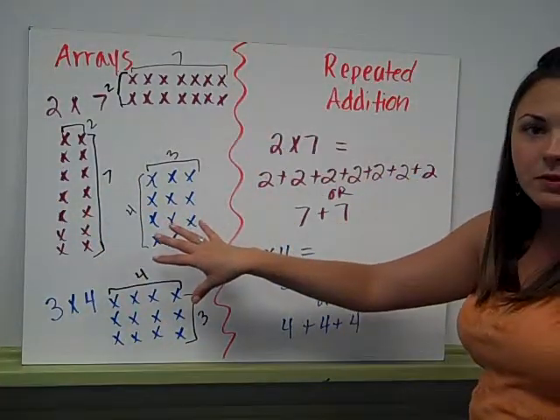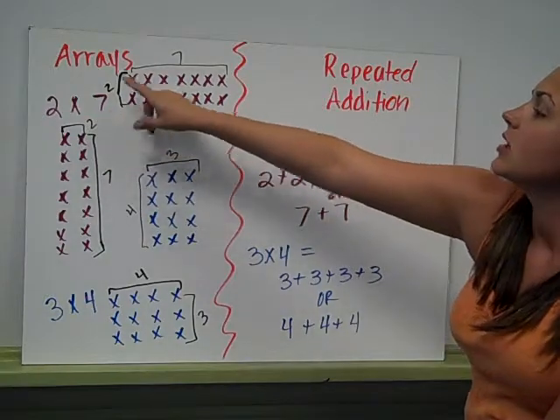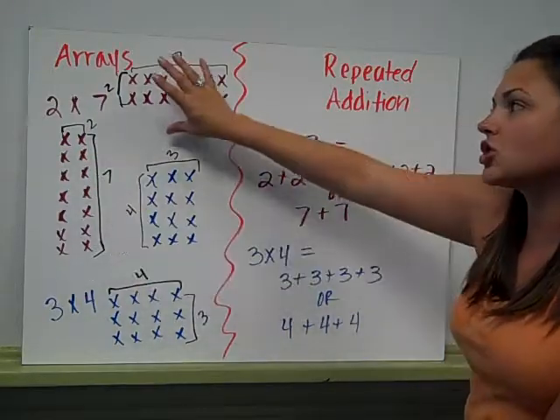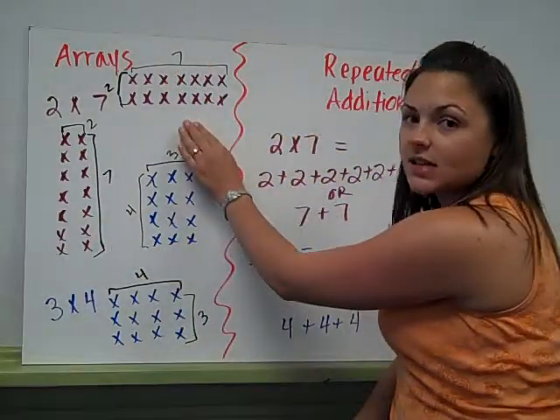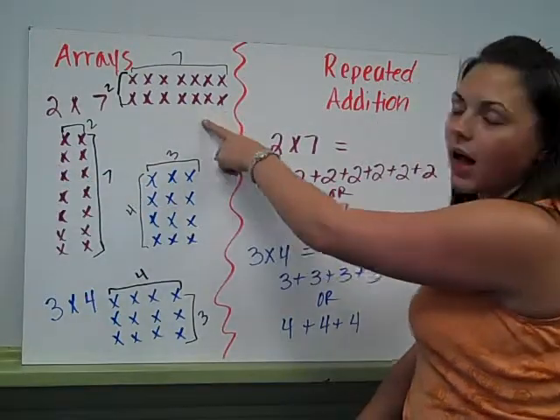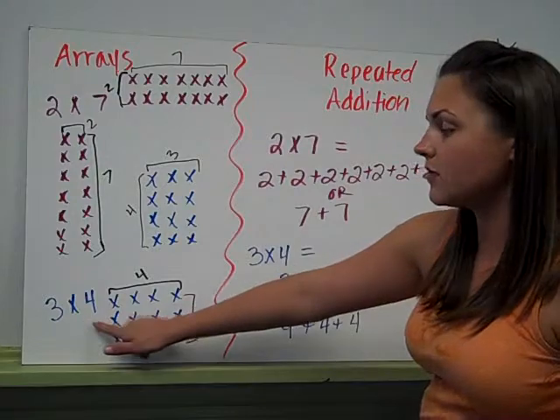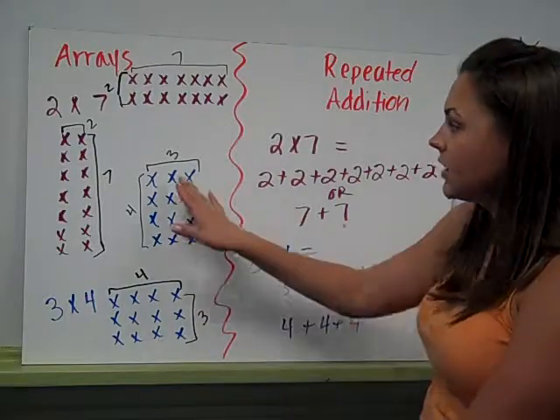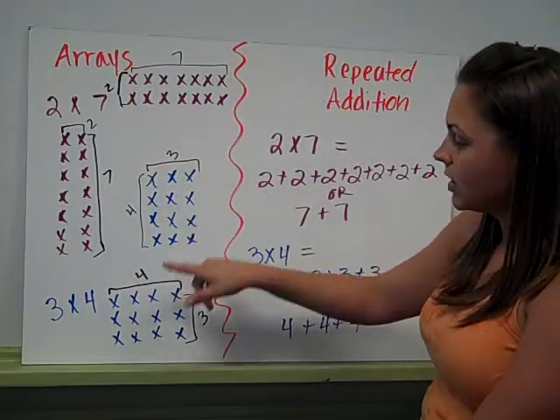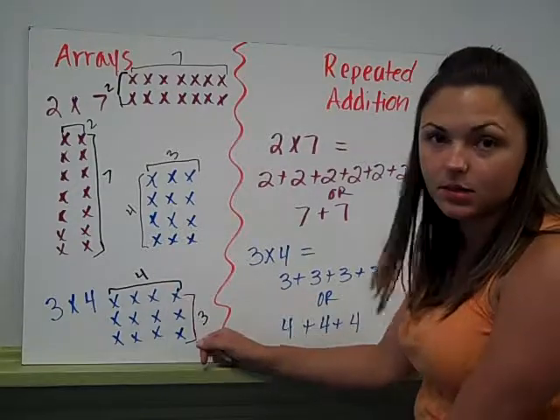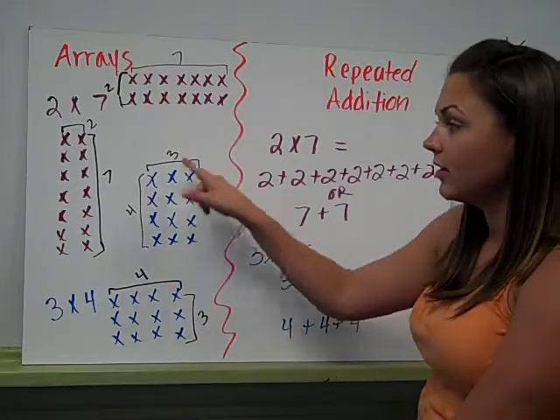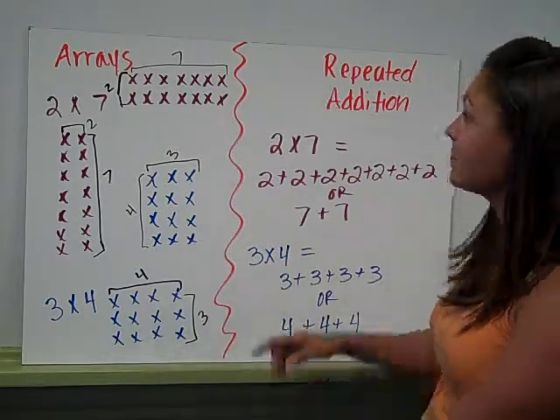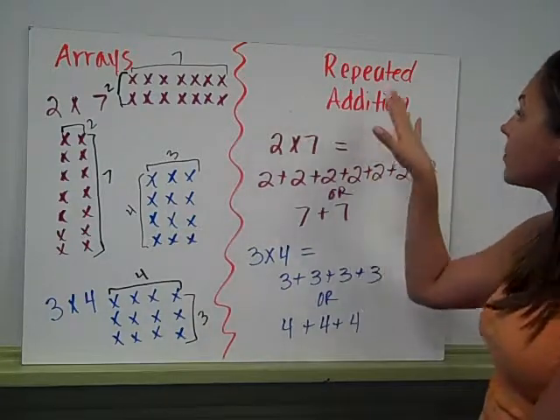Here's some more arrays I just built for you. I have 2 times 7. Here I have 2 rows, 7 columns. Here I have 2 columns, 7 rows. It just shows you that this is the same array as this, except for this one is just flipped on its side. Same thing here, 3 times 4. This array is the same as this array, except for this one is just flipped on its side. Here I have 3 columns and 4 rows. Here I have 3 rows and 4 columns. I'm still going to get 12 X's in my array, regardless of which way it is put, because the commutative property says that.